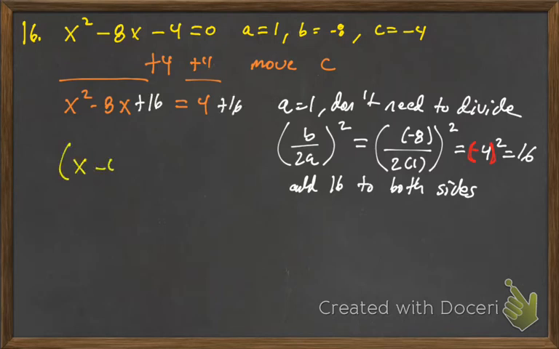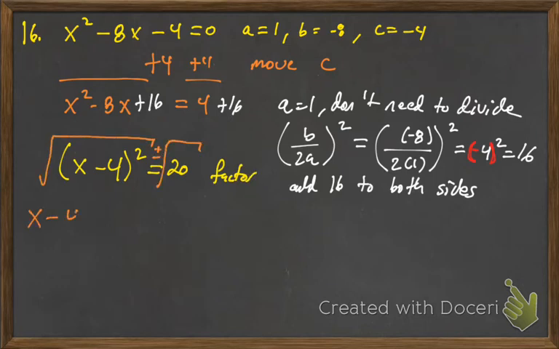So the left-hand side is a perfect square, and factors into x minus 4 squared. The right-hand side is 20. 20 is 4 times 5. Take the square root of both sides. Don't forget your plus or minus. x minus 4 is equal to plus or minus the square root of 4 times 5. Add 4 to both sides. And the square root of 4 is 2. And we don't know what the square root of 5 is.